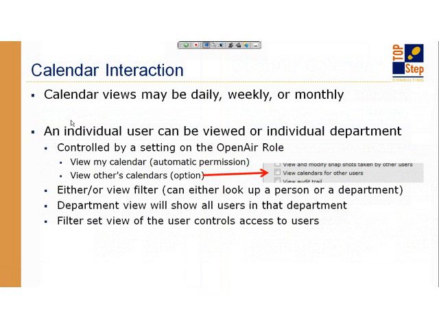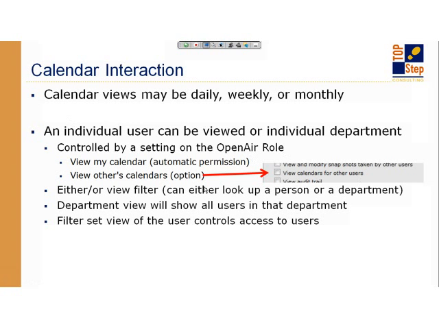Now the calendar view itself can be daily, weekly, or monthly, and everyone can see their own personal calendar. However, if your OpenAir role has permission, you can also see the calendars of other people. And that's something in the OpenAir role. It's a checkbox in the permission set of the OpenAir role that a person can have called View Calendars for Other Users. If you have this option turned on, you'll have one more drop-down option on the OpenAir Calendar. And what that drop-down option is, is a department view.